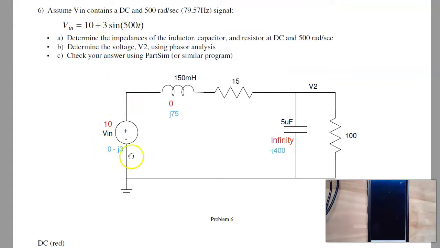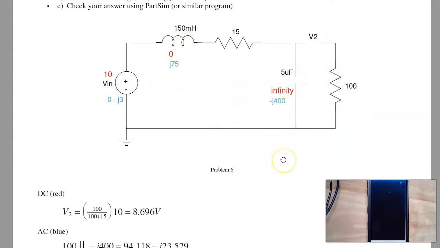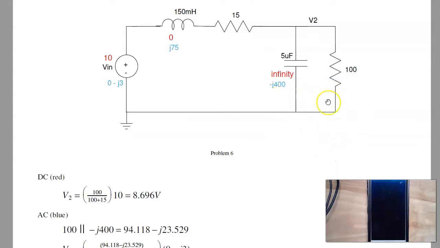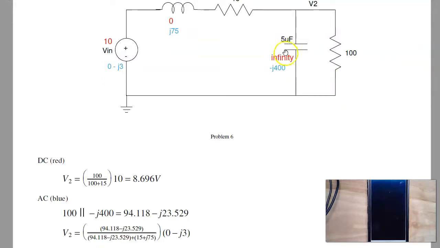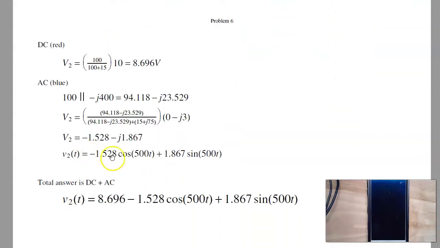AC, the input is 0 minus J3, real is cosine, minus J is sine. Inductor goes to j omega L, capacitor goes to 1 over j omega C. So now I've got these two in parallel, gives you 94 minus J23 ohms. I now have a voltage divider. It's R1 over R1 plus R2 times the input, gives you a complex number. Put the two together, and I have a DC offset plus a sine wave.